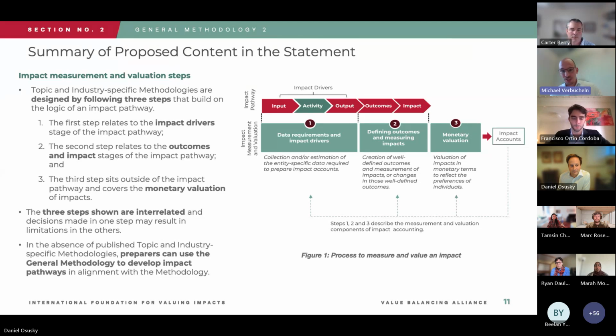And those changes then in the end get valued in monetary terms, so to really reflect the preferences of individuals to make sure that those become then comparable across topics. And here, in case a topic is maybe not yet available also for preparers of impact accounting, these general guidances can help to then also create additional impact pathways that really cover those topics that are not yet available as standardized methodologies. And the key proposals now are introduced by my colleague Ryan.